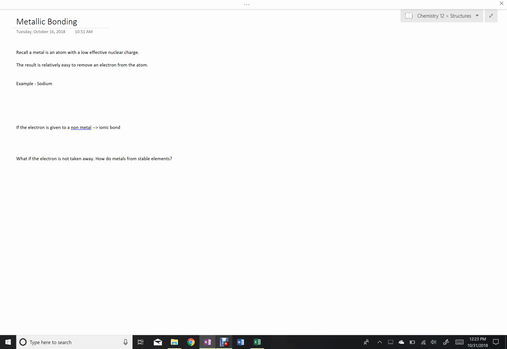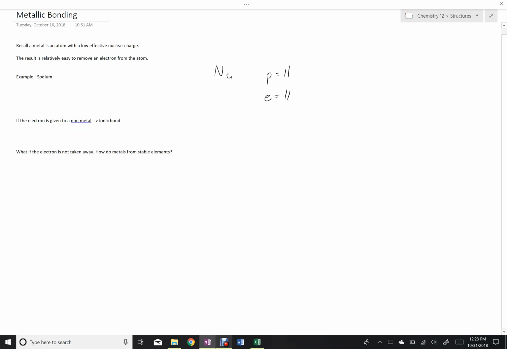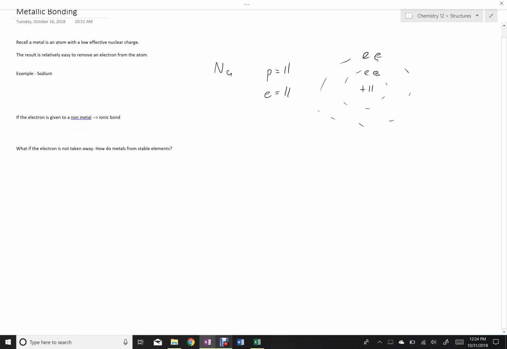So let's imagine sodium here, Na. Its atomic number is 11, and we assume if it's neutral then it's going to have 11 electrons. And just using our old model of the atom, that means I have plus 11 inside, 2 electrons in the first shell, 8 in the second shell, for a total of 10, and then I have another shell with another electron.